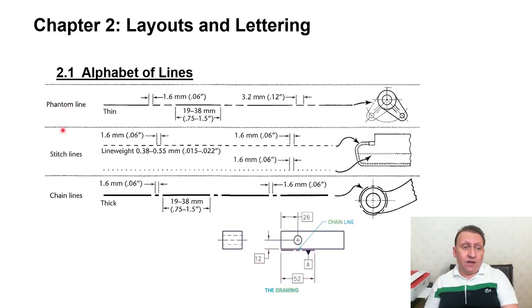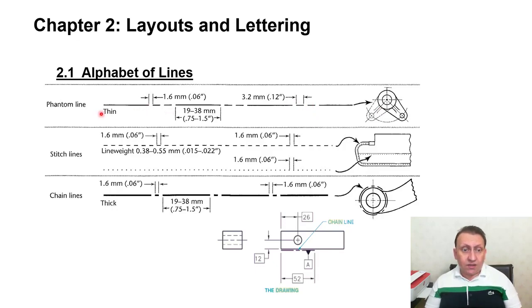Then we have three lines: phantom, stitch, and chain lines. Chain lines, as you can see, are used if you want to add datum, tolerances, GD&T to your drawing. Stitch lines are for stitches, if you are using a sewing machine and want to add stitches. Phantom line is used if you have a movable part with an initial position and a last position. This is the initial position and this is the last position, so you have to represent the last position using a phantom line.